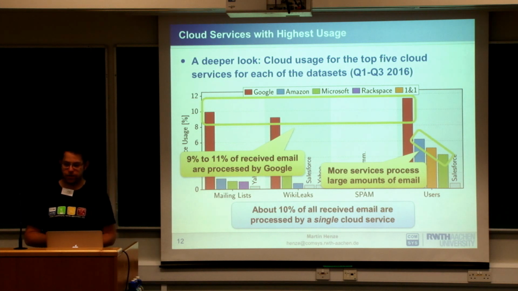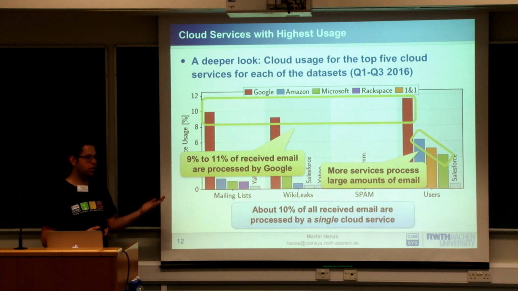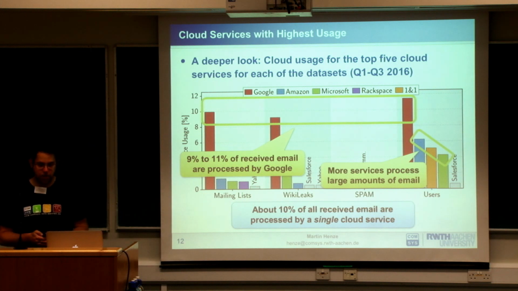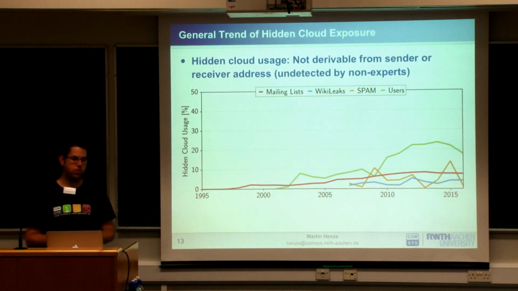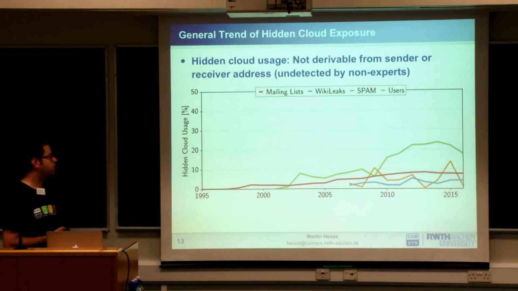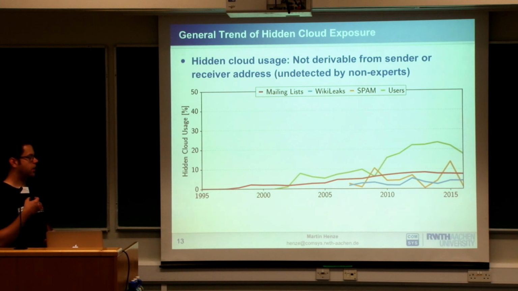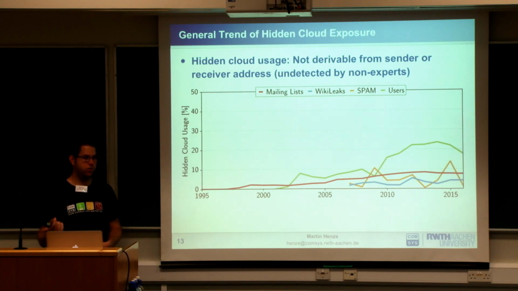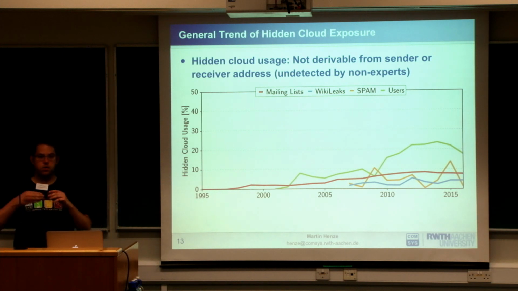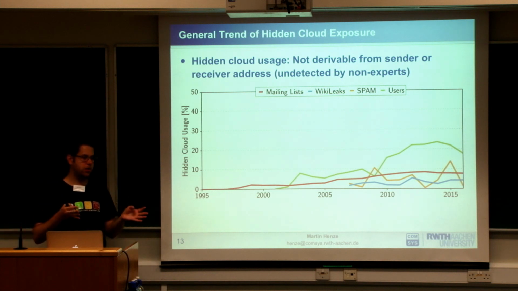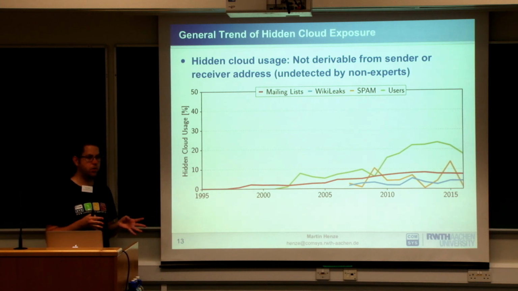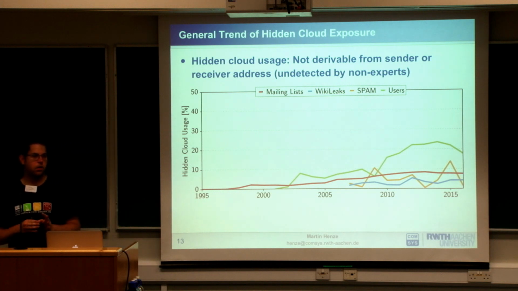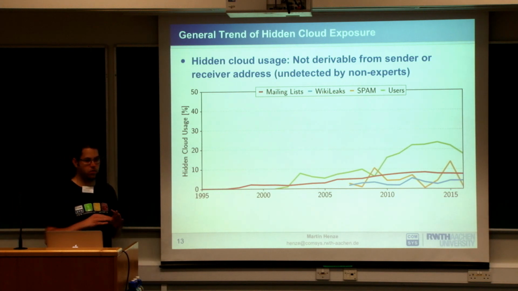So now the question is, maybe it's visible, that's one thing, but do users really know about that? So what we set out to study is what we call hidden cloud exposure. What we define as hidden cloud exposure is that an email is handled by a service that is neither visible from any address in the sender field nor in the receiver field. So if it's just some Google address, either from sender or receiver, and it's handled by Google, we'd say that's not surprising, that's not hidden. The user can figure it out. If it's not, that's hidden.